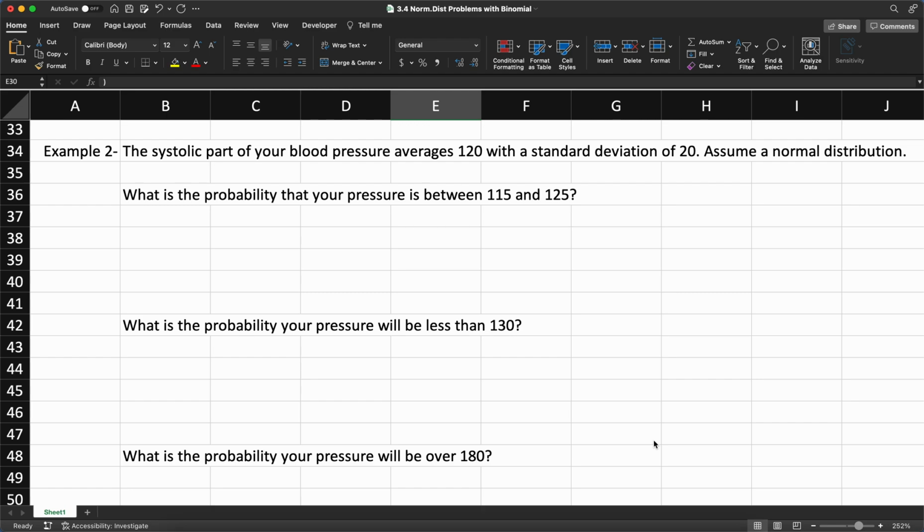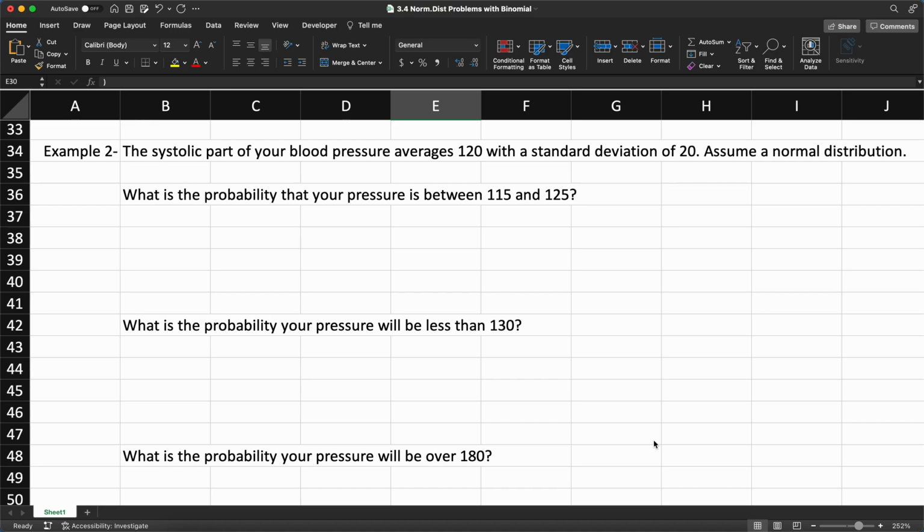Everyone, just continuing with the same Excel spreadsheet here, moving on to example 2. The systolic blood pressure, or part of your blood pressure, averages 120 with a standard deviation of 20. We're going to assume a normal distribution here. We want to know what's the probability that your blood pressure is between 115 and 125.